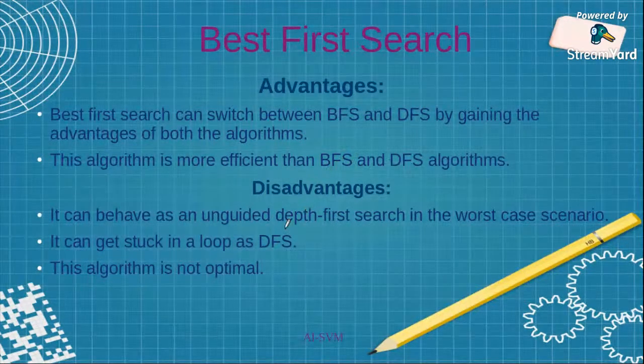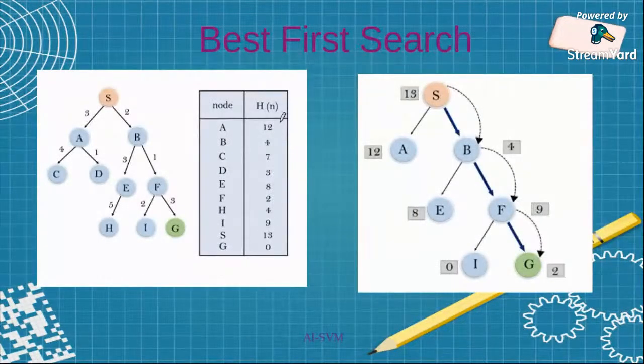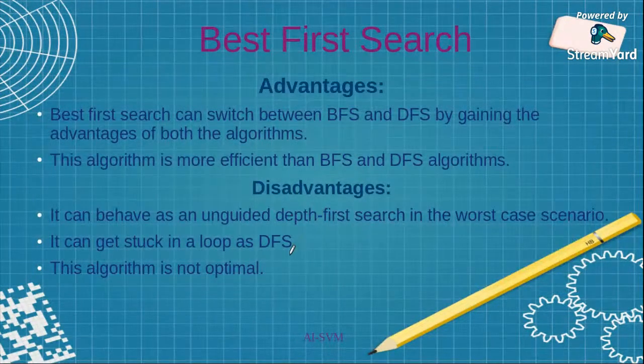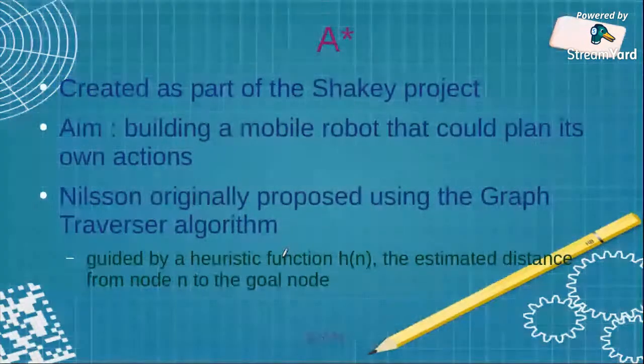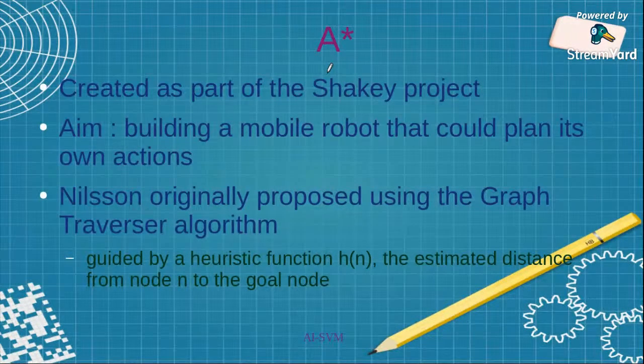A disadvantage: it behaves unguided at first. In the worst case scenario, sometimes it behaves like an unguided search. So in some situations, not always. Like DFS, it may get stuck in a loop if you're talking about a graph, and definitely it is not an optimal one because you are believing in some heuristics. You are not believing in the exacts, you are believing in heuristics, therefore there is a problem. To solve this problem you can work with another one which we call the A star algorithm.